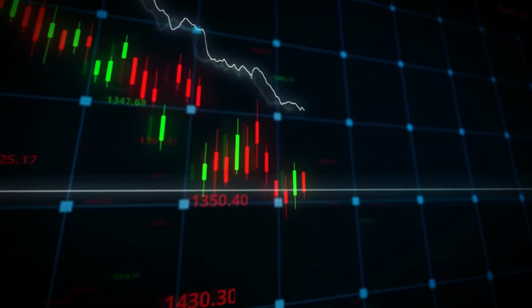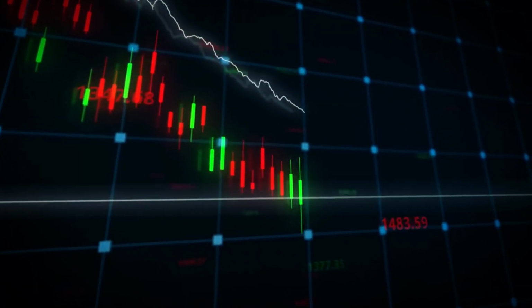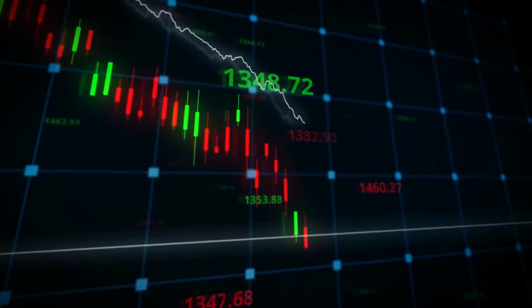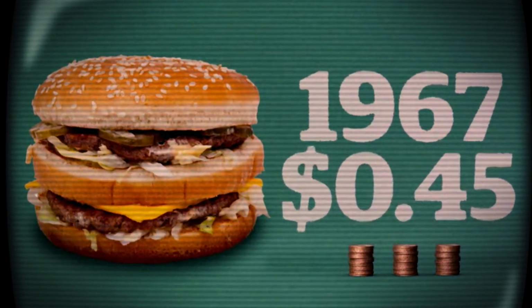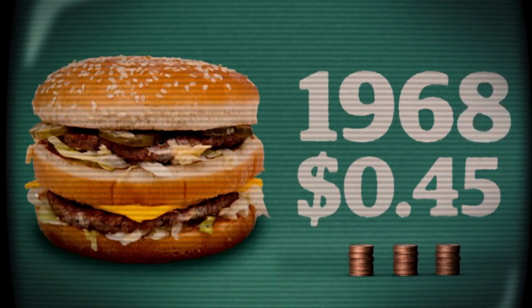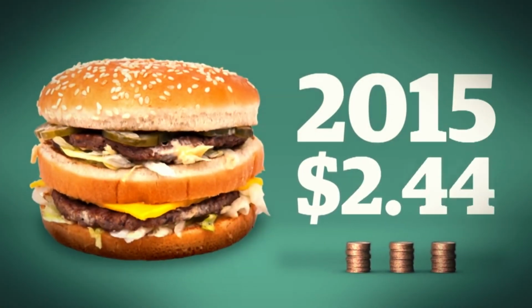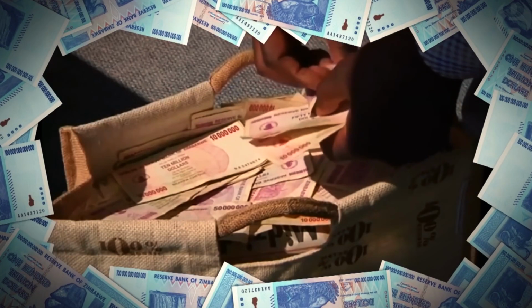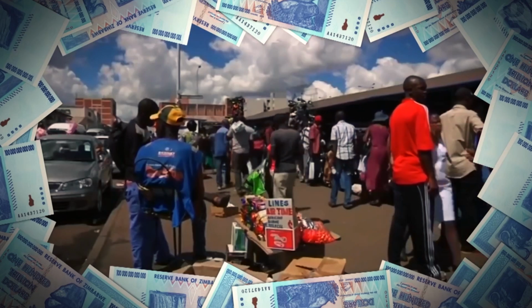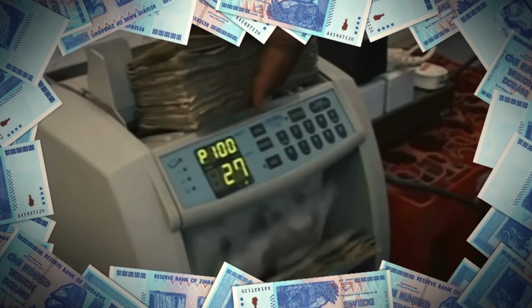The decline in the value of the rand has a significant impact on the middle class and the poor. As the value of the rand decreases, the cost of imported goods increases, leading to higher prices for consumers. This can lead to inflation, which erodes the purchasing power of the middle class and the poor. In addition, the decline in the value of the rand can lead to higher interest rates, which can make it more difficult for individuals to borrow money.